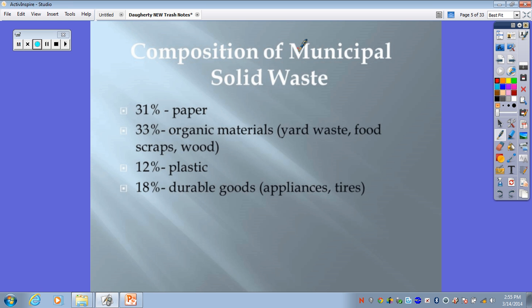Okay, so here's a breakdown of the composition of municipal solid waste. Now, looking at these numbers, this number is the largest. These are your organic materials, but notice we have lots of different categories here. So technically we would say the largest category of any one type of waste would be paper, and that comes in at 31%. So this 33% of organic materials would come from yard waste, like grass clippings, food scraps, and wood. 18% we already said would be durable goods like appliances, tires, furniture, and then 12% would be plastic.